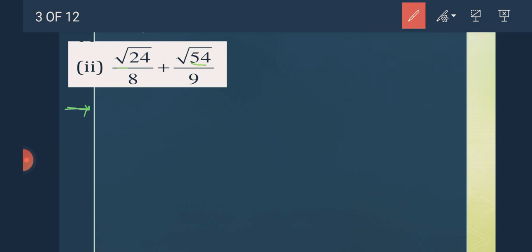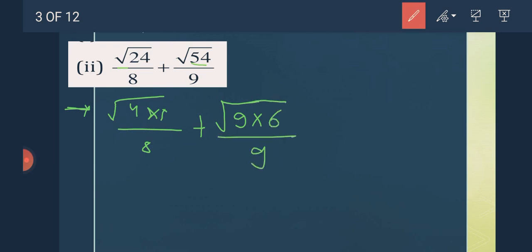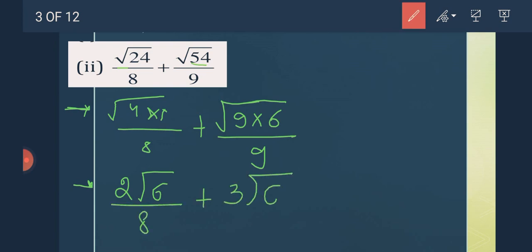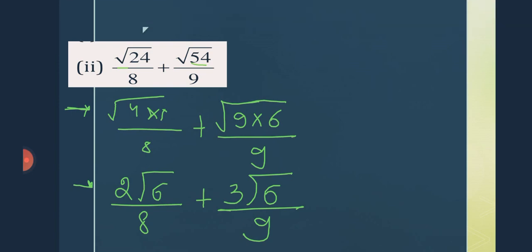So 24, let us try it. 4 into 5, then 8 as a denominator, plus root 9 into 6 by 9. The next step is 2 root 6 by 8 plus 3 root 6 by 9. Should I go on to the next page or do it here? Let me go on to the next page, it will be clear.